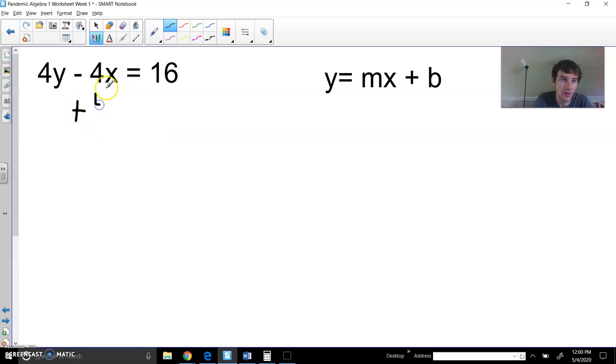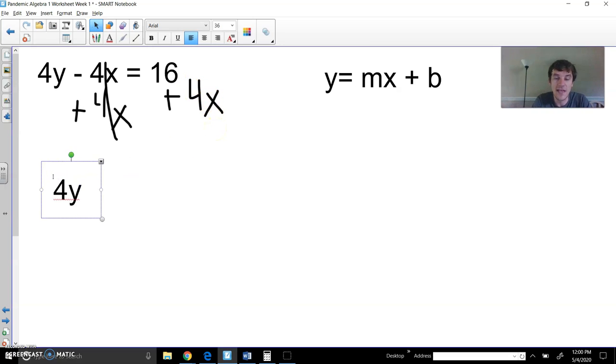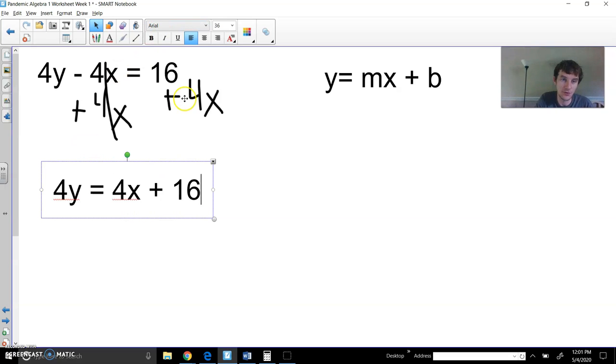It's easier just to go ahead and add that 4x to the other side. And if you're really good at this, you would know that these do not go together because they're not like terms. They have to both have the x, or they have to both not have x for them to go together. So that means I have 4y equals 4x plus 16. And I'm going to put the 4x in the front of this because, again, I'm trying to follow this mx plus b format where the x is in the front.